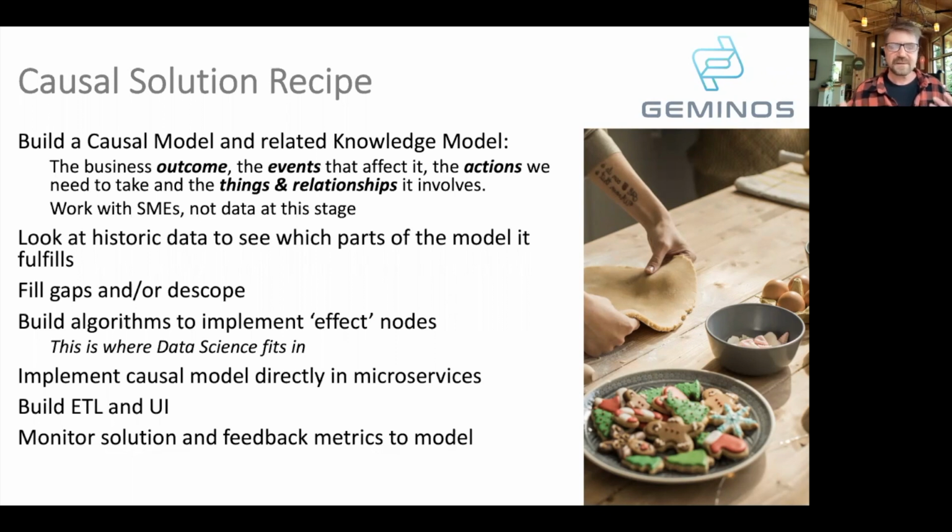So we fill the gaps, then we build the algorithms that implement the effect nodes. This is going to make more sense when I show it, but in the causal model, there are functions basically that all these events go into, and then this function is going to run that's going to figure out which of those inputs, what probability, what kind of effect they have on that outcome. So this is where data science actually does fit in and is a really good place to use it. We're not saying data science bad, causal science good. We're saying causal science good, data science a part of it, but not the whole story.